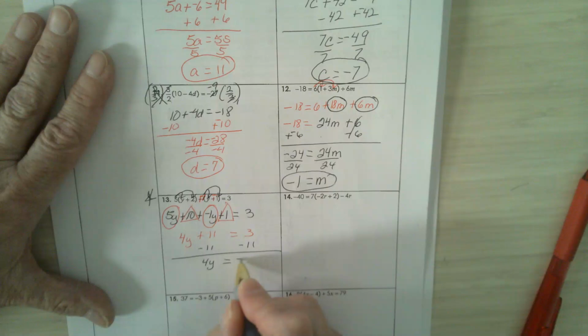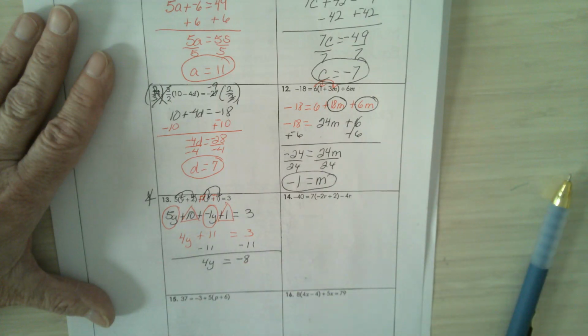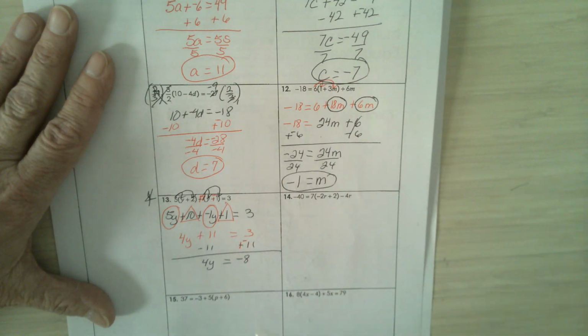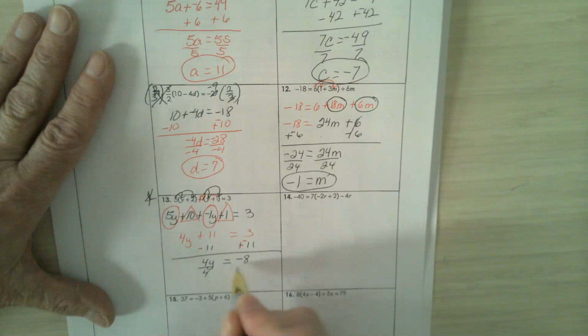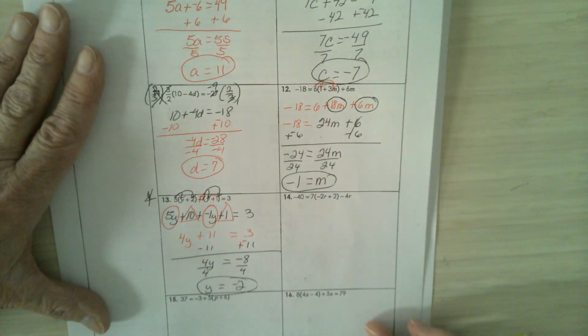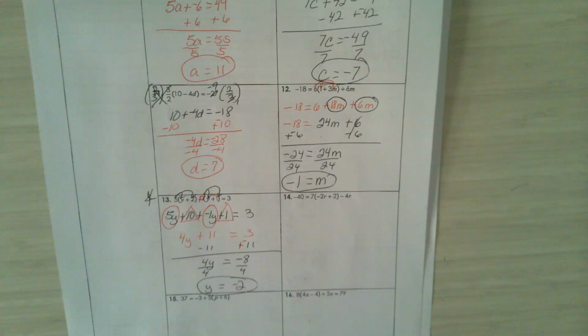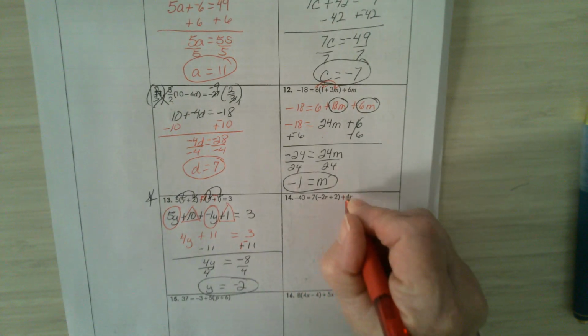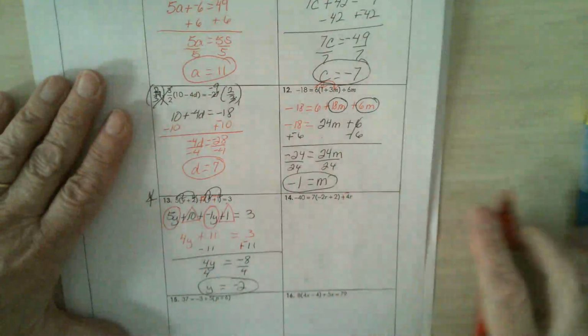That's going to be a negative 8 because when you subtract, you add the opposite. Divide both sides by 4. Y equals negative 2. Any questions? All right. Next one. Oh, we have to do the distributive property because we have this and this. First, add the opposite.